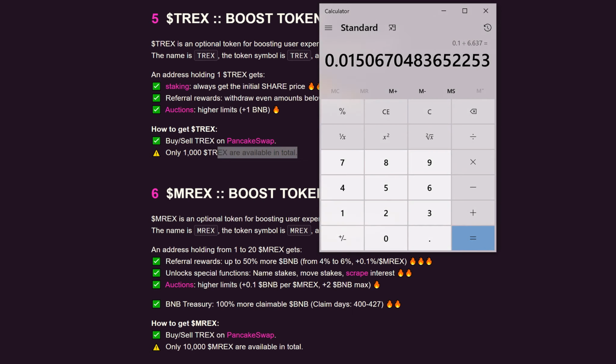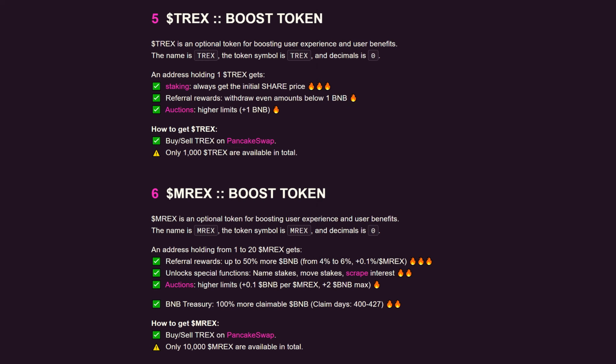Without TREX, you're getting 0.015 shares, whereas if you have a TREX, it's 10 shares for every 1 Rex token. So it's a huge difference. And if you're able to afford it, not financial advice, depending how big your bag is that you want to put in for Rex, it may be advantageous for you to get TREX.